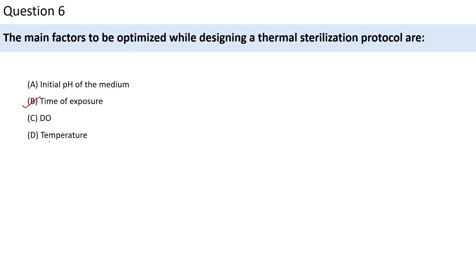As it is a thermal sterilization process, yes, temperature is going to be one of the important factors, right? Because, for example, instead of keeping it at 121 degrees Celsius, if you put it at 100 degrees Celsius or like 110 degrees Celsius, then the time of exposure should be more. It shouldn't be restricted to only 15 minutes, right? So in that way, temperature plays a very important role.